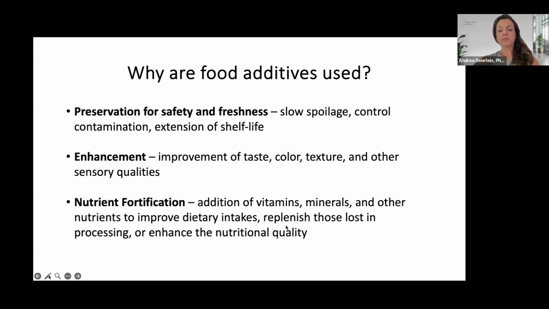Sometimes we also add nutrients back when things have been lost during processing. A lot of times this happens with grains. We might remove parts of a grain that contain a lot of vitamins and minerals, and so we might want to put that back into the product after we've removed it, as well as enhancing the nutritional quality. So thinking about something like milk, where we add vitamin D. Milk has a little bit of vitamin D in it naturally, and we tend to add vitamin D to fortify it.